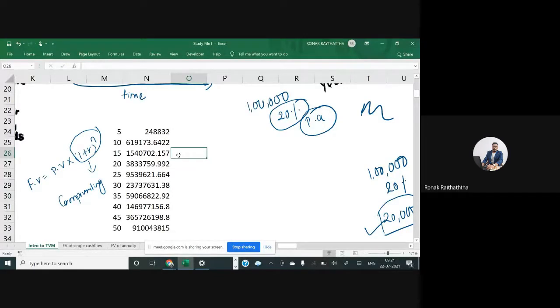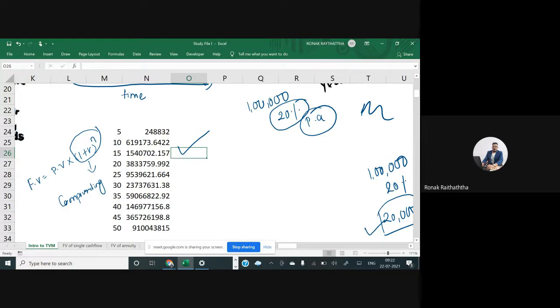Then from 10 to 15 years, it is adding somewhere near 9 lakhs. From 15 to 20, it is adding 25 lakhs. Try to understand, up to 15 years, your total fund value was just 15 lakhs, but just in a 5 years time frame, it is increased by somewhat near 25 lakhs, and the fund value is reaching somewhere near 38 lakhs.